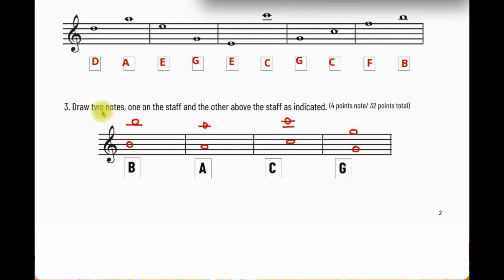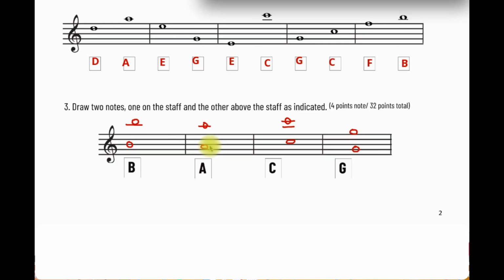Section 3. Draw 2 notes, one on the staff and the other above the staff as indicated. We don't have one indicated, so disregard that. And they're worth 4 points each for each note for a total of 32 points. So here for note B, you should know note B is on the 3rd line, and then I drew my ledger line above the treble clef staff for note B.